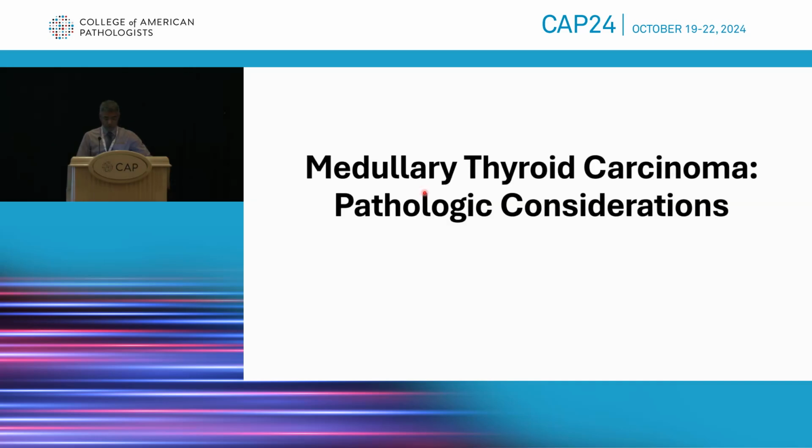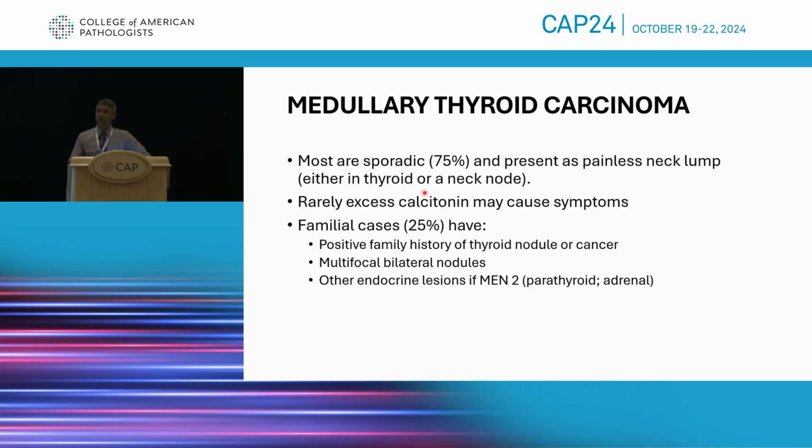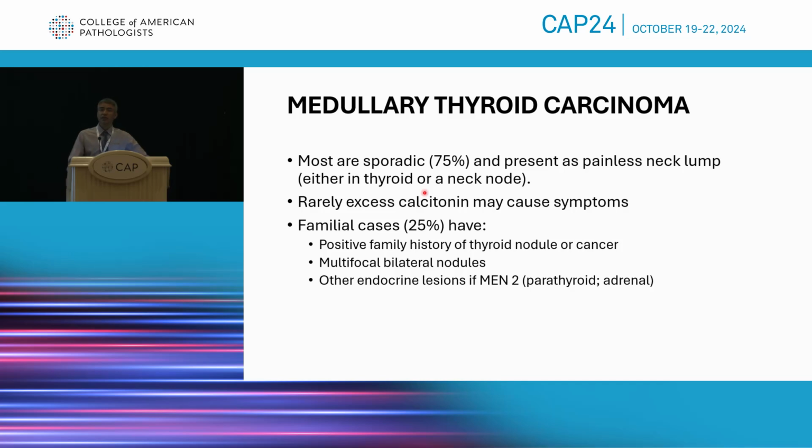Now, I'm going to focus more on the pathologic considerations when you're making the medullary carcinoma diagnosis, because these tumors are going to behave very differently than your follicular-derived tumors, which are making thyroglobulin. So historically, this tumor was described by Dr. Robert Horn in 1951, and then the name was coined by Dr. Hazard in 1959. When we look at the genetics of these tumors, 75% are sporadic, so they're not associated with any type of syndrome, but 25% are associated with familial medullary carcinoma syndromes. So this is where our diagnosis, either on FNA or on histology, becomes very important.